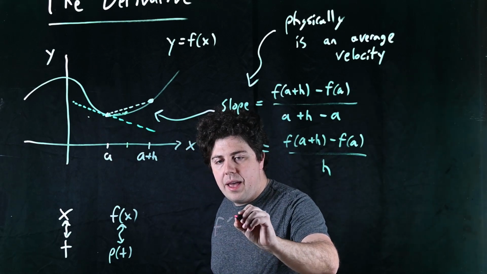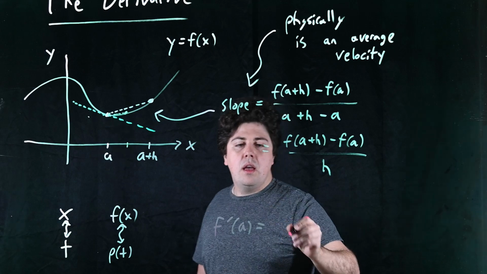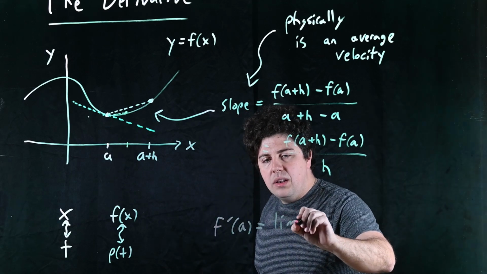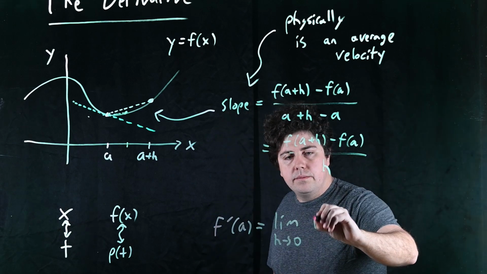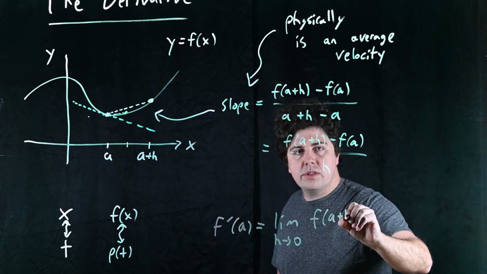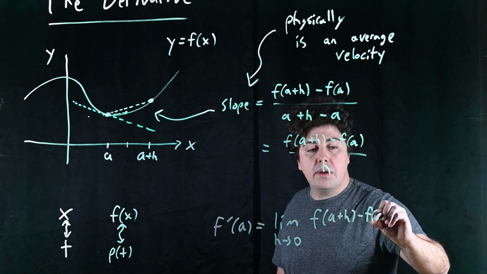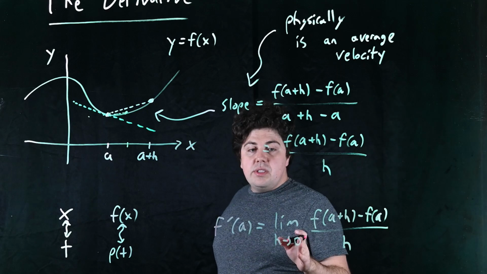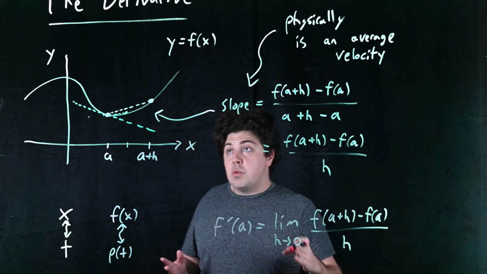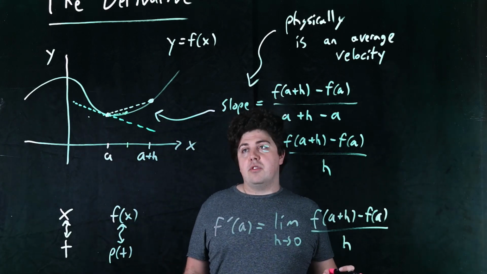We're going to denote it by f prime of A, and we're going to let this be the limit as h goes to 0 of this quantity here, of course assuming this limit exists. All right, so this is the idea of the derivative, and this is of course why we have to talk about limits before we talk about derivatives.